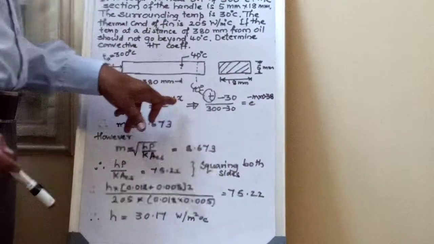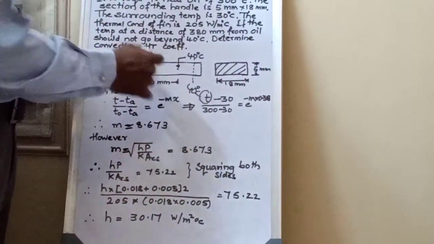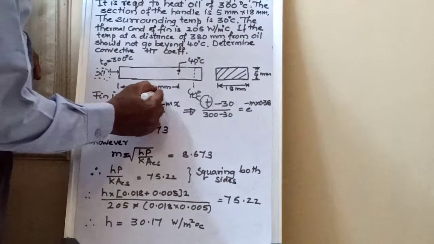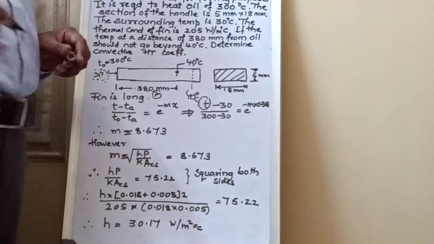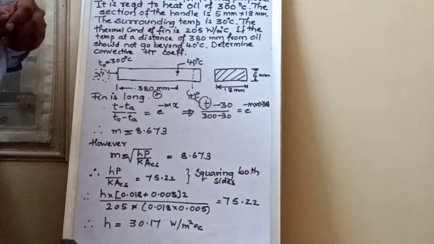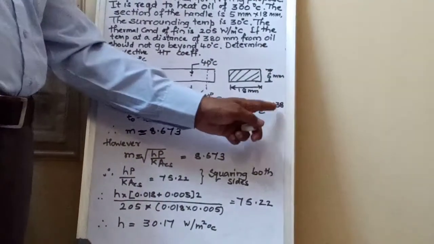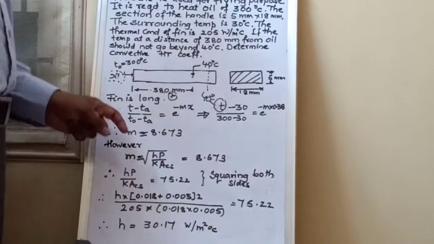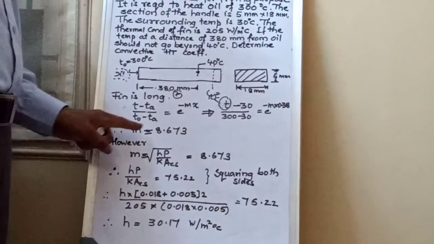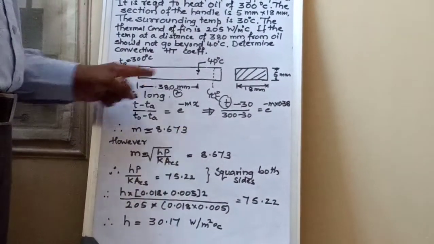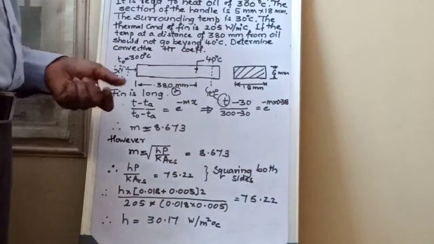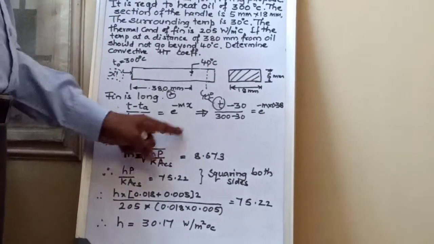M we don't know, but x we know. What is x? The distance. This is the x, 380 millimeter. But in the SI system we have to use meters only. Therefore 380 millimeter means 0.38. So we can calculate m. After calculation, m is equal to 8.673.